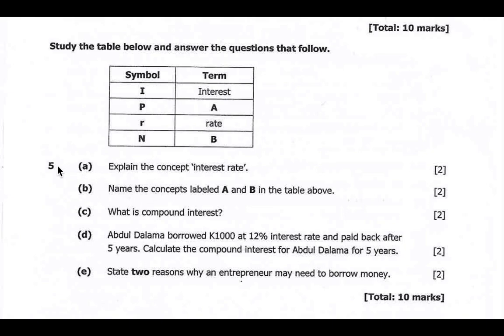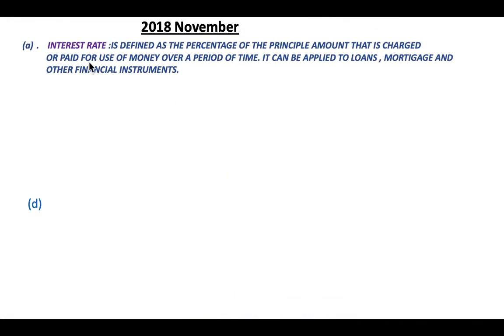And then the examiner went on to state, question 5, explain the concept interest rate. So this is interest rate. We can define interest rate. Interest rate is defined as the percentage of principal amount that is charged or paid for use of money over a period of time. It can be applied to loans, mortgage, and other financial instruments. So we call this interest rate.